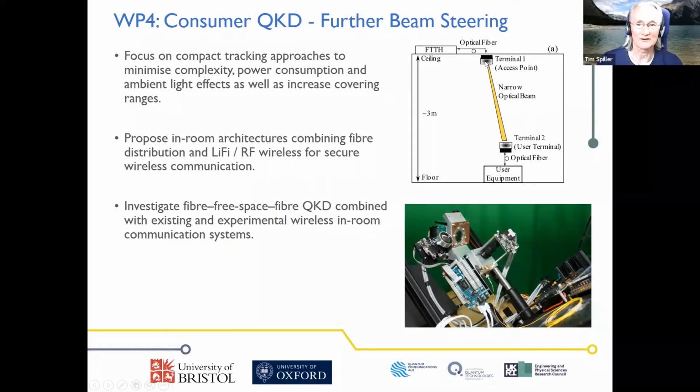Another aspect of this work package is to think about in-room architectures, how things would go. So we were interested in the idea of having a quantum terminal, if you like, based on the ceiling of a room, and you could have very many user terminals sitting here that could all talk to this one in the roof through free space transmission over a few meters. And what we want to do to demonstrate that would be feasible is to go to a demonstration of fiber into free space, back into fiber QKD, and can that be integrated alongside conventional Wi-Fi in order to set up secure communication. So the idea is that we want to be able to do secure comms in a room, if you like, to a number of terminals. So that's all of the short range stuff.